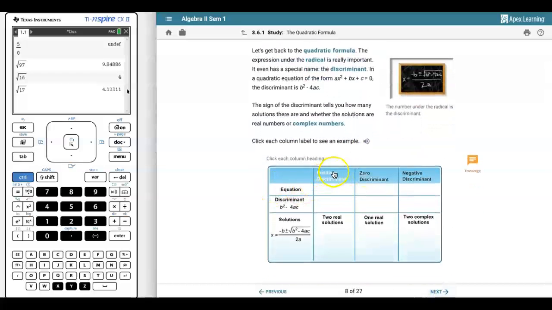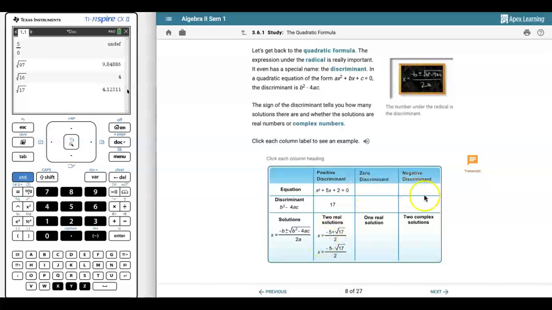So if we're looking at the example of a positive discriminant, so b squared minus 4ac results in a positive number under that square root. For example, here's the equation. If we do the discriminant, it's 17. It's going to give us two real solutions. And that solution may or may not have this square root symbol in the end. If we can reduce this down further, we will, but you're going to end up with two real solutions.